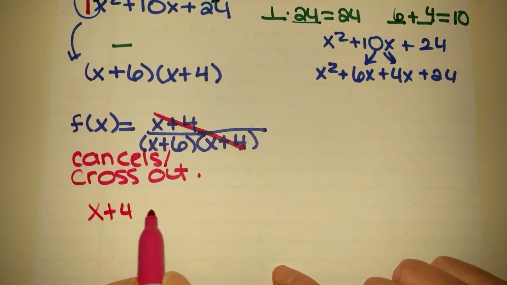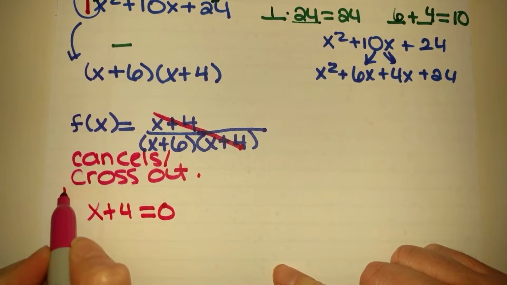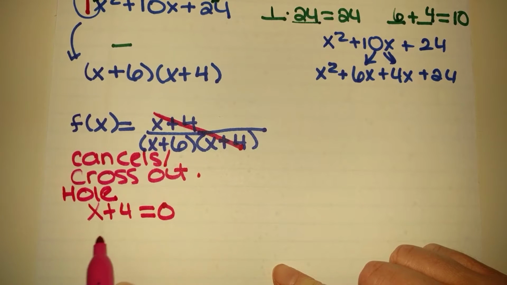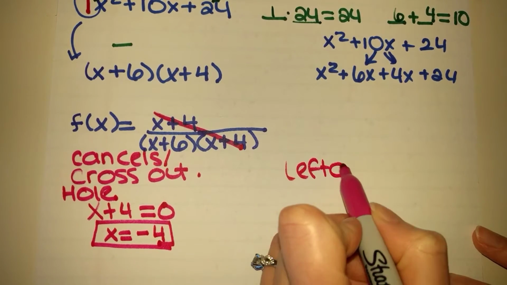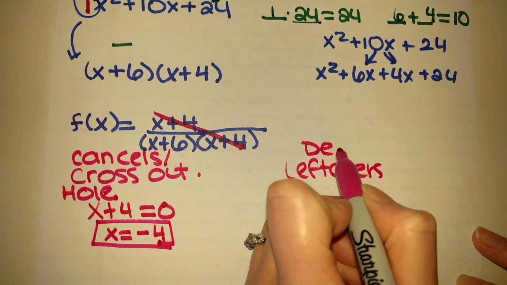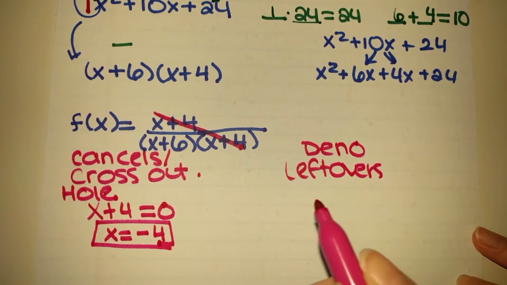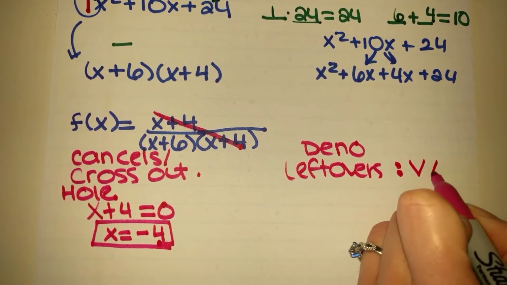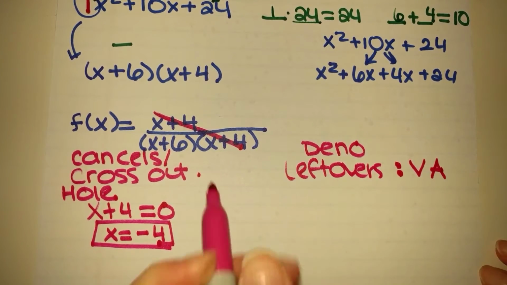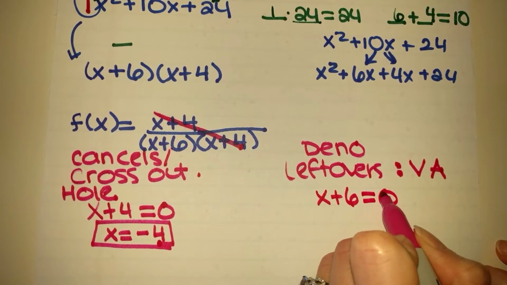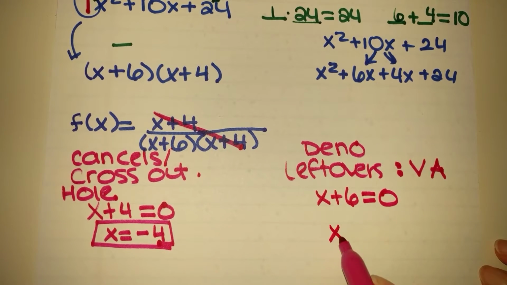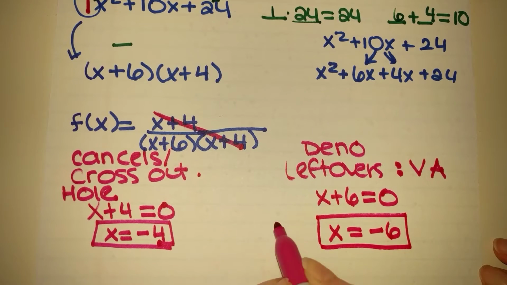So in this case, this x plus 4 equal to 0 is going to be a hole. So we have a hole at x is equal to negative 4. Now, the leftovers in the denominator, when you set those equal to 0, that will give you your vertical asymptote. What is left over is just x plus 6. So when we set the leftover factor in the denominator equal to 0, we get x is equal to negative 6. And that is our vertical asymptote.